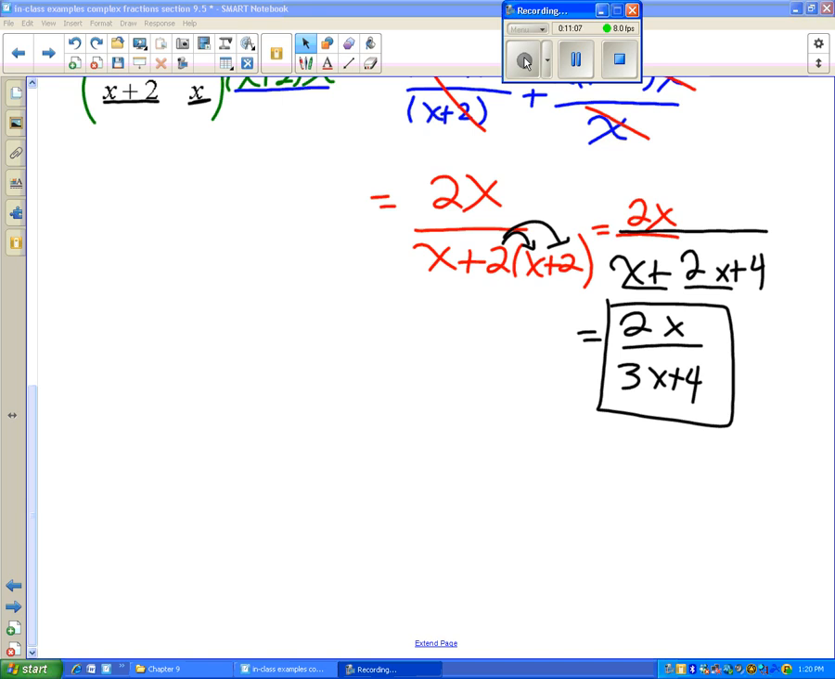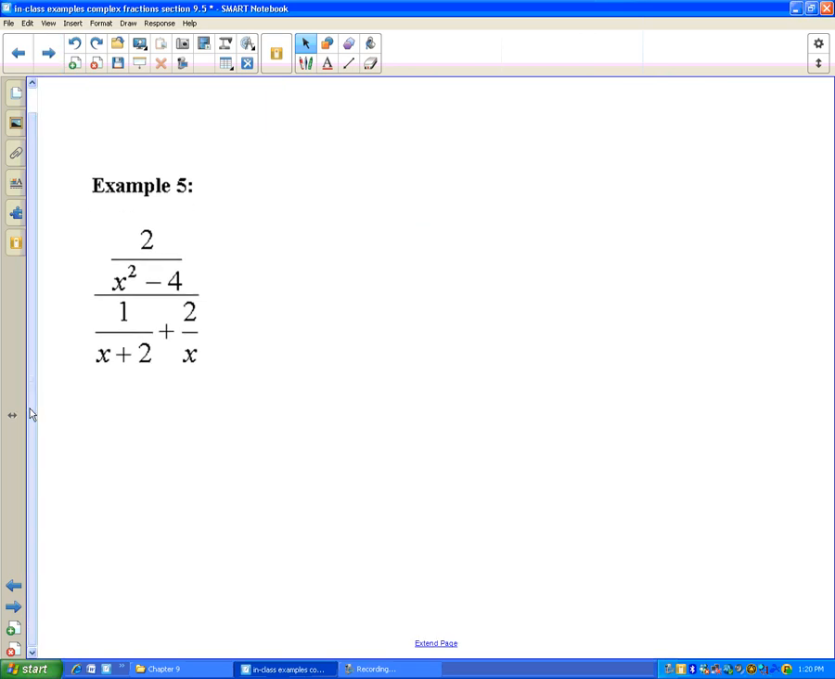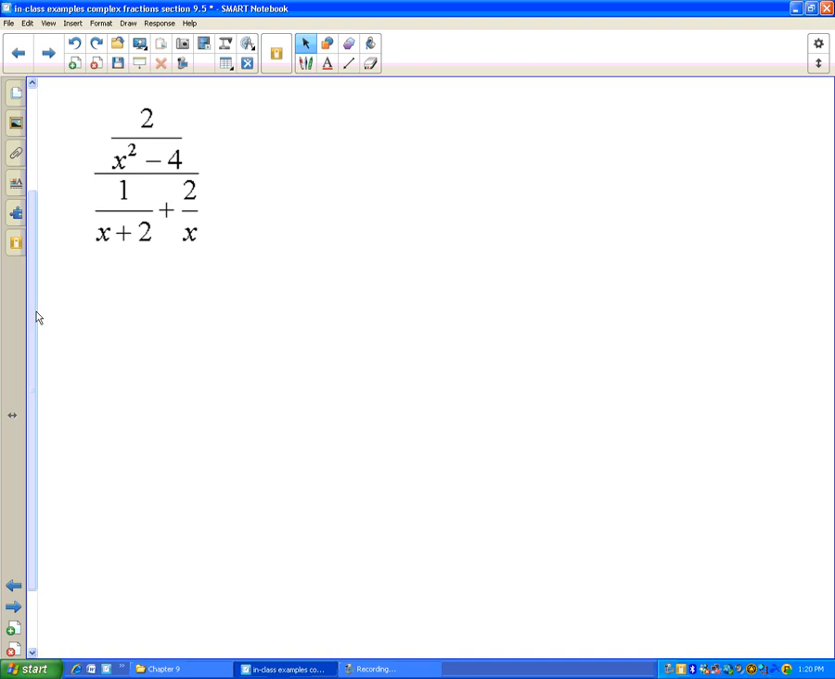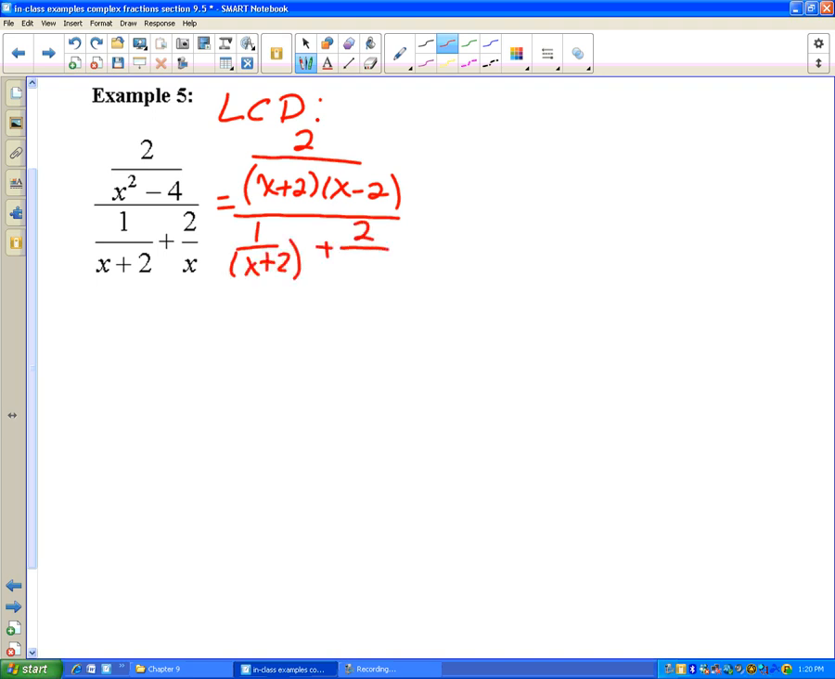I have one more example for you. It's of the same style, making sure that we understand how this does work. Let's look at example 5. One more time, I need to find my LCD. Well, first of all, I need to factor out this top denominator. X squared minus 4 is x plus 2 times x minus 2 over, this is the same one, over x plus 2 over x.